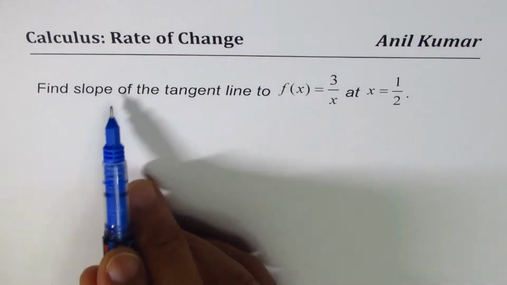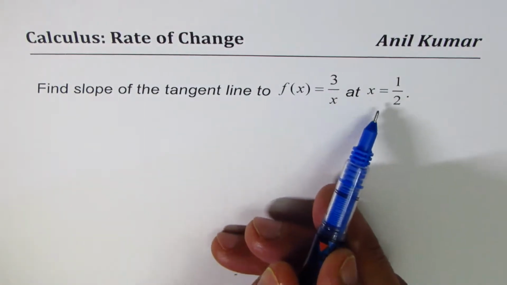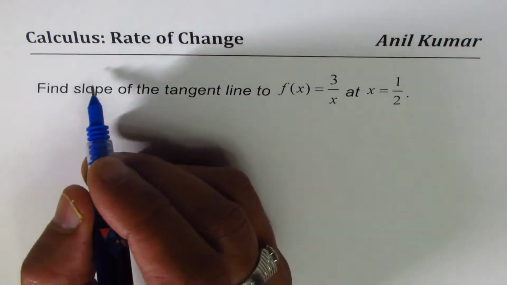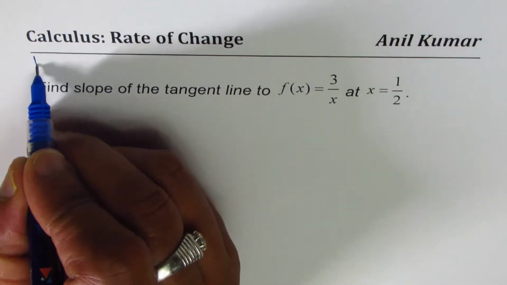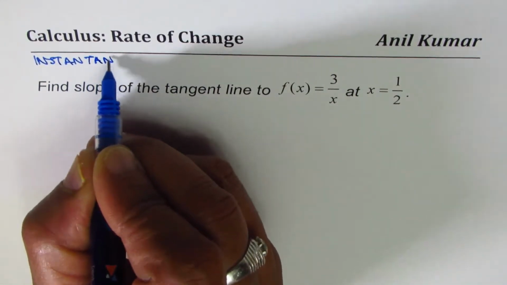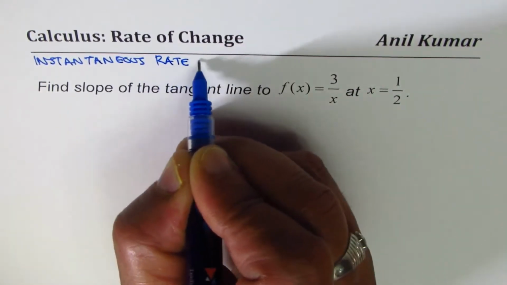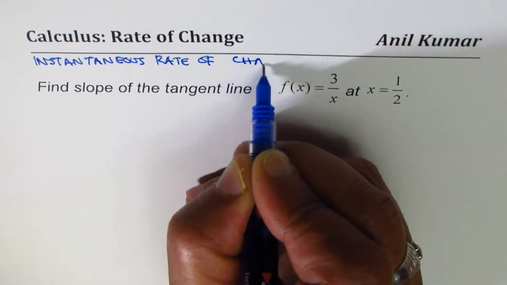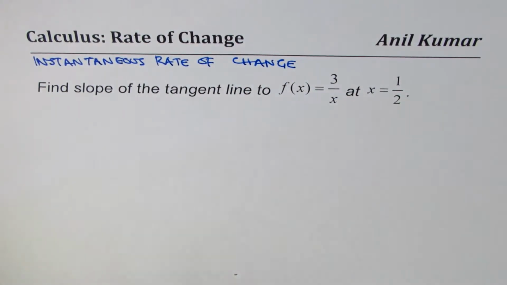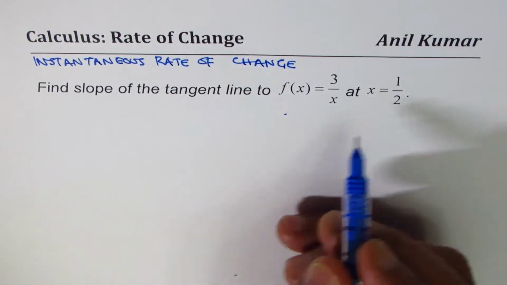The question is, find the slope of the tangent line to f of x equals 3 over x at x equals half. As I've been repeating, we could have this question as find the instantaneous rate of change, right? Instantaneous rate of change is also slope, correct? For the given function at the given point.